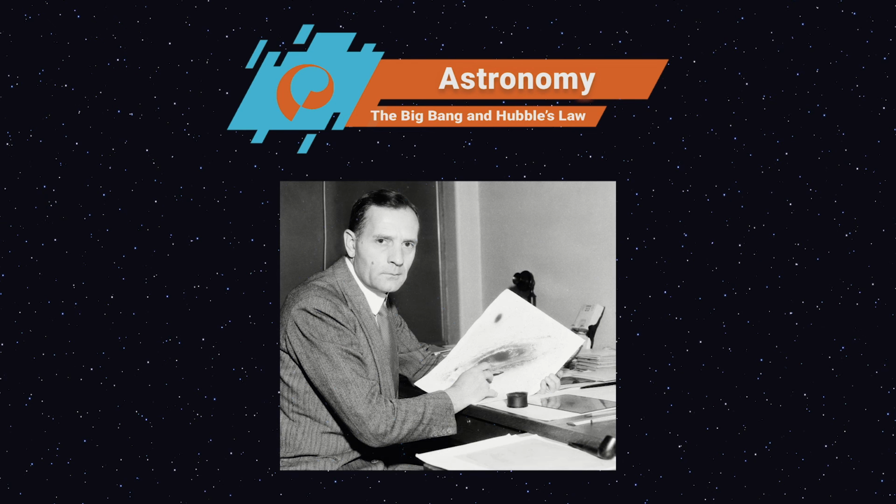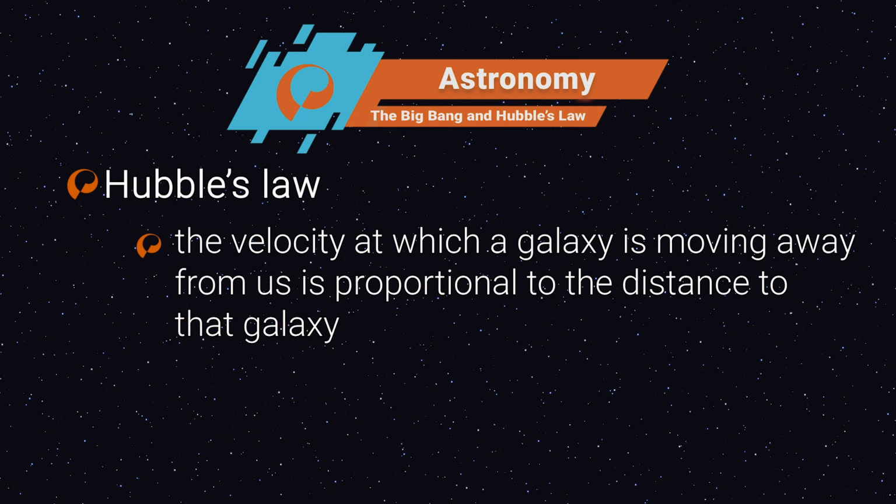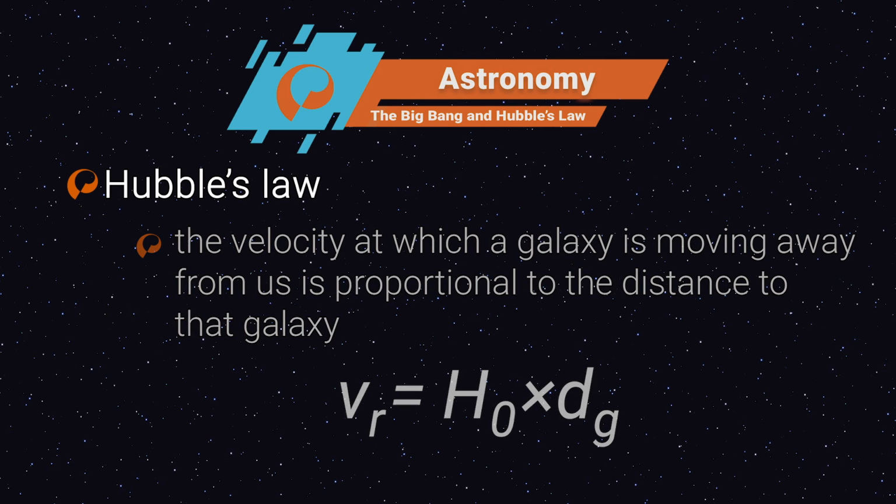In the 1920s, Edwin Hubble and colleagues discovered that the emission and absorption spectra of galaxies that they were observing was always redshifted, meaning they were moving away from us, and that more distant galaxies were more redshifted. Hubble's law states, the velocity at which a galaxy is moving away from us is proportional to the distance to that galaxy, or vR equals H0 times dG, where vR is the recessional velocity, dG is the distance to the galaxy, and H0 is the Hubble constant.